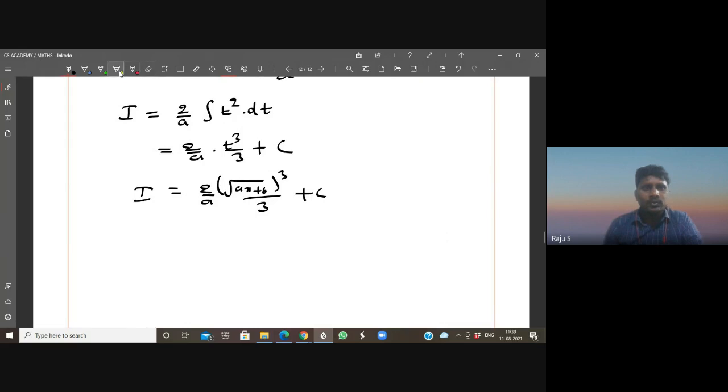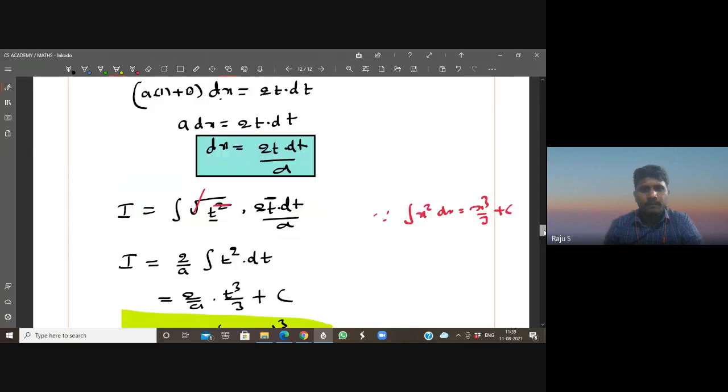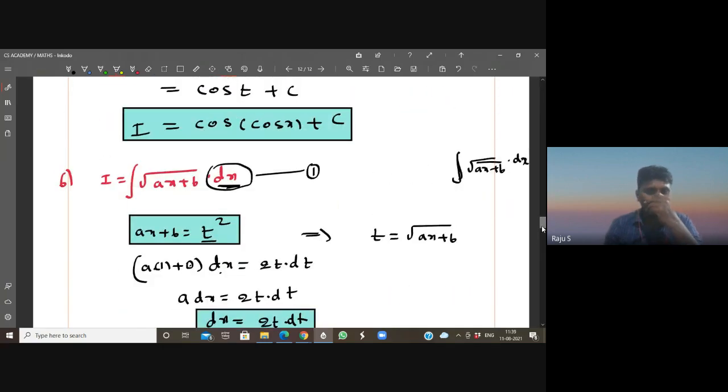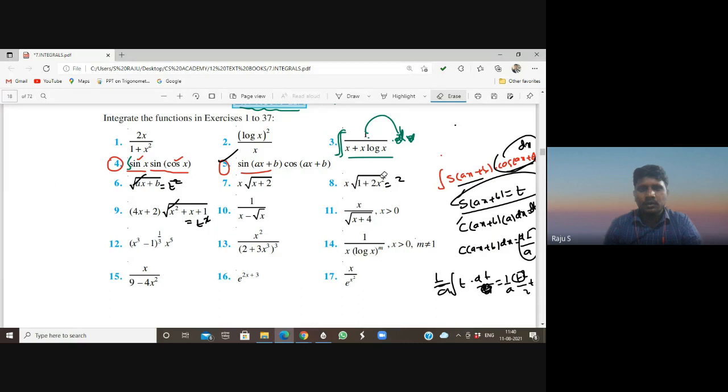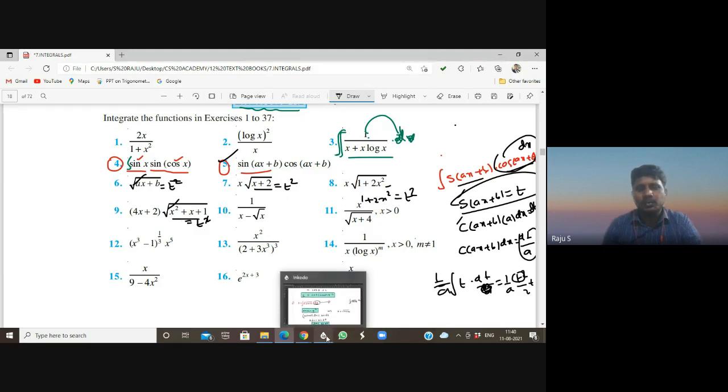Any doubt, students, in this question? If you have any doubts, you can ask. I will consider ax plus b is equal to t square in the same way. In this question, what is the function you can consider as t square? Under the square root, whatever the function is there, that function alone you can consider as t square. So x plus 2 is equal to t square. Here 1 plus 2x square is equal to t square. Here x square plus x plus 1 is equal to t square. See, I'm going to do the ninth one now. Okay, time over.